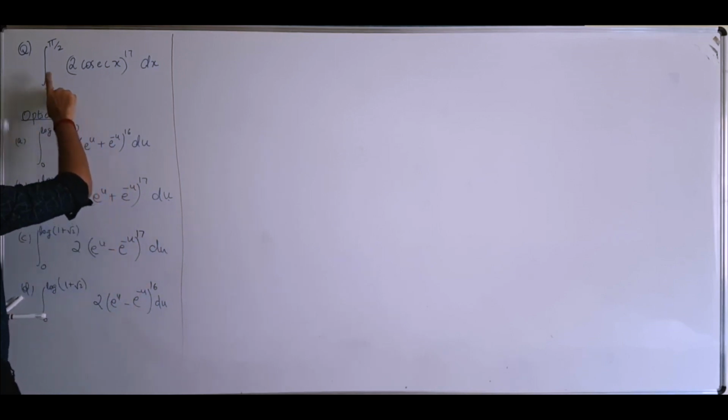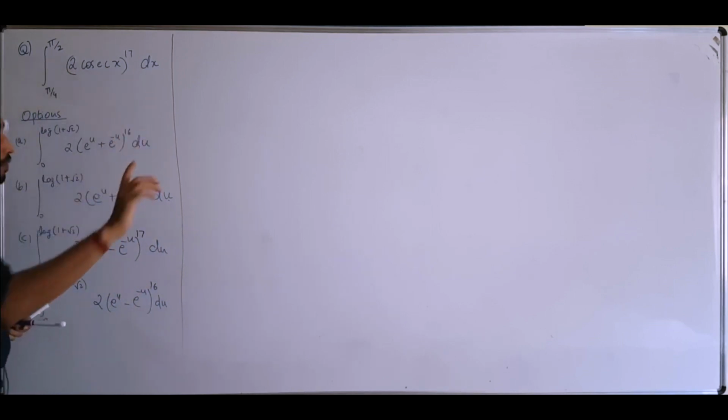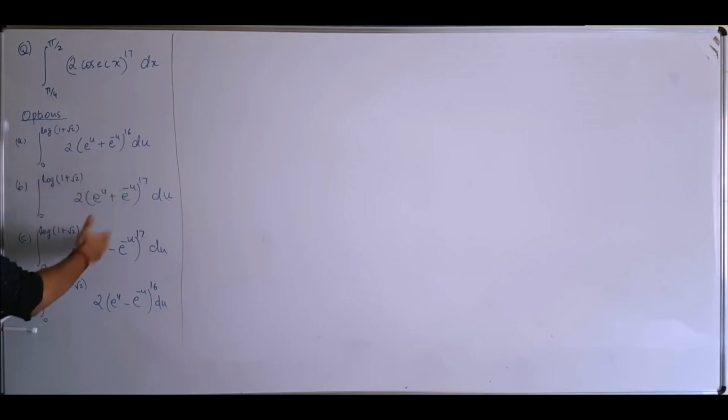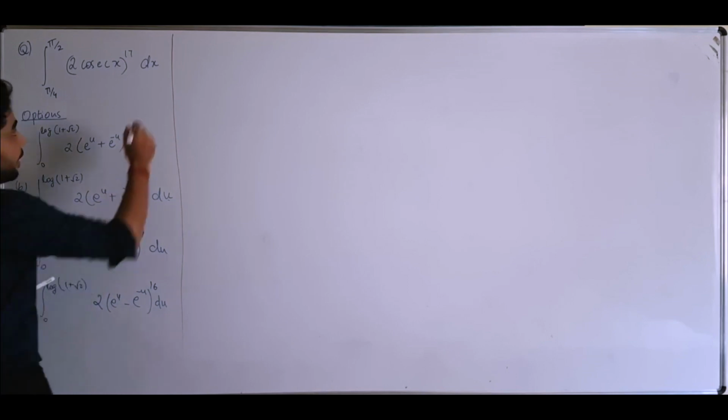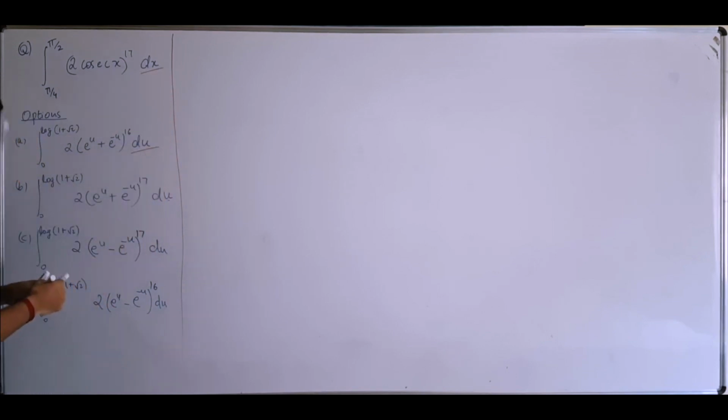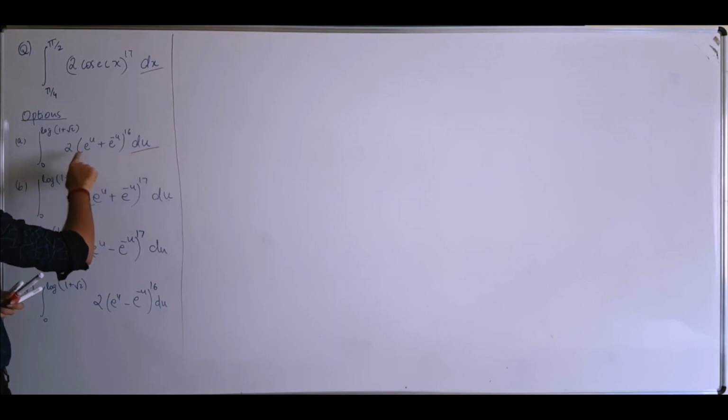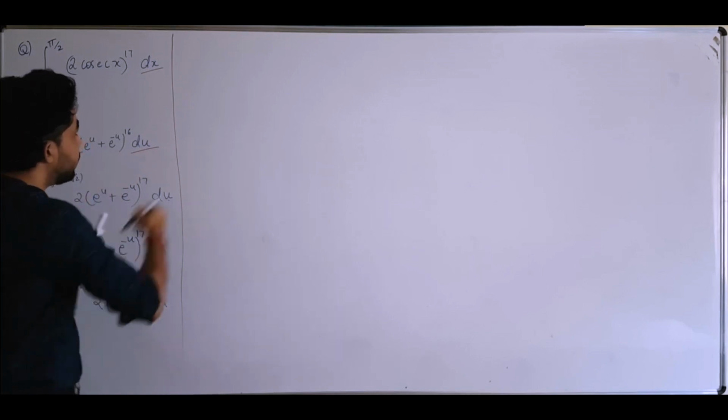Here, as you can see, we don't even have to integrate it. Why? Because the options are yet to be integrated. And another thing you notice is there is a change of variable. That is, the x variable is changed into the u variable. So that is your first hint.